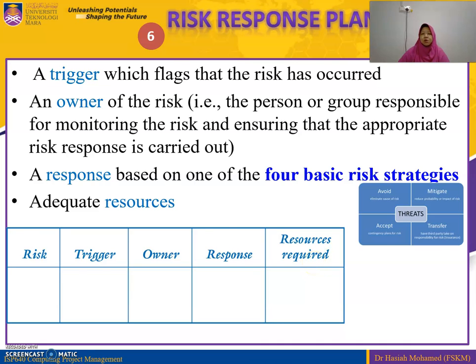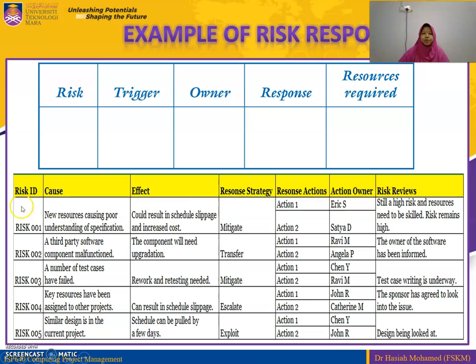Okay, so for the next step, we are going to look at this example. Okay, this is the example. We have the risk ID, the cause of the risk and the effect. Okay, the response strategy, action, owner, and risk review.